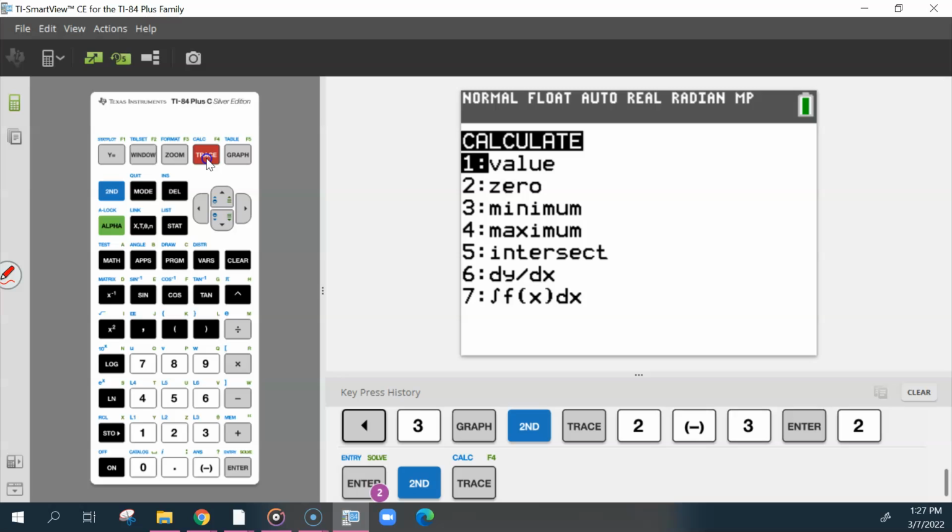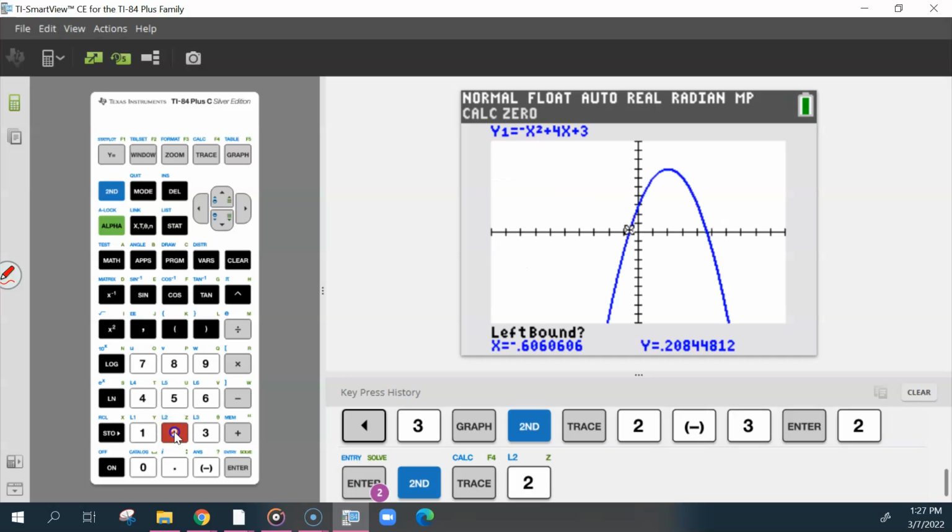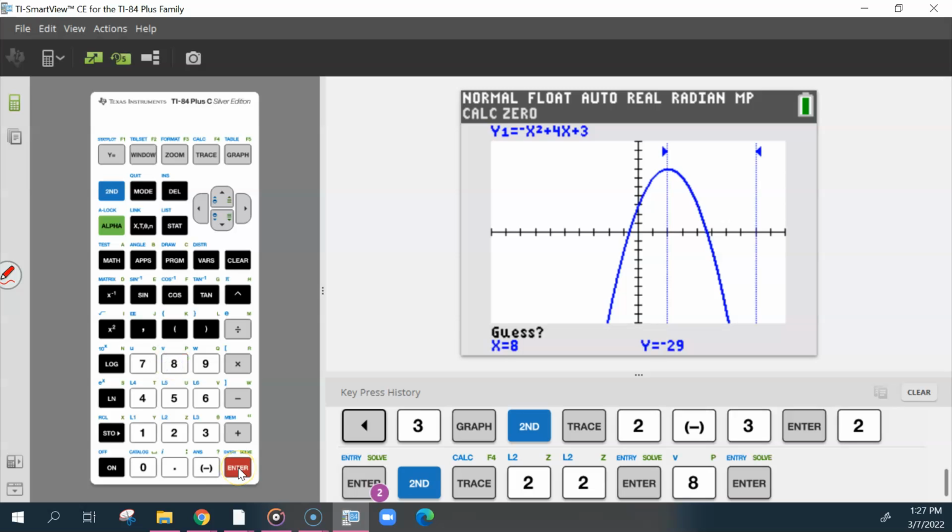Second trace again, find our 0. We need a number to the left of this one, but that doesn't go past this one. Two would work again. And then we need some number to the right of this. 8. Now we have boundary lines, hit enter. 4.646 would be our other one.